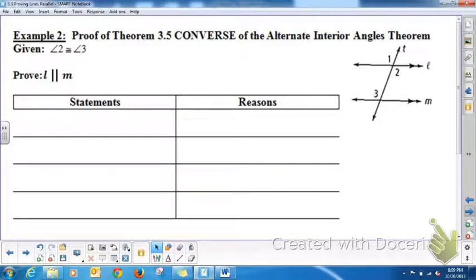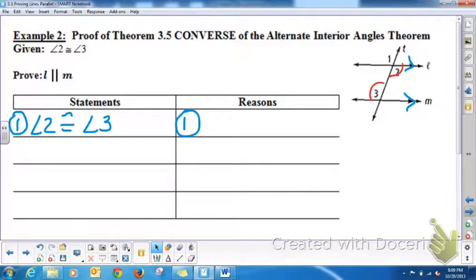Later this week, we're going to work on some proofs involving these, but for right now, we're going to prove Theorem 3.5, the alternate interior angles theorem. When you set out to prove a theorem, you cannot use that theorem. You can use everything else that you know, but you can't use the theorem that you're looking to prove. So here we're given that angle 2 and angle 3 are congruent. We want to prove that lines L and M are parallel.